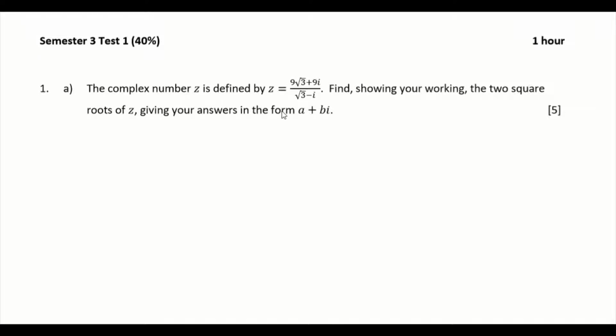Okay, so let's try to look at the question here. So number one, part A, the complex number z is defined by this. So find and show your working the two square roots of z. Give your answer in the form of a plus bi. Okay, so when we look at this complex number, you will realize that it's not in the form a plus bi because you have square root 3 minus i. So the first thing that we need to do is to rationalize this complex number first.